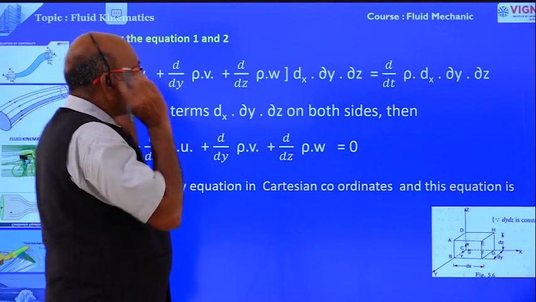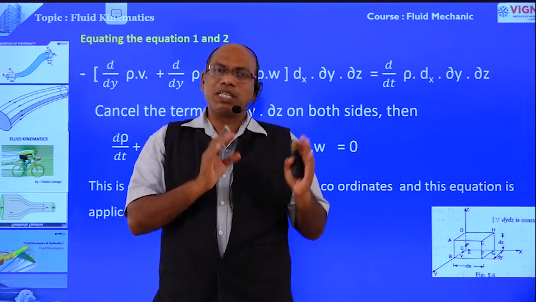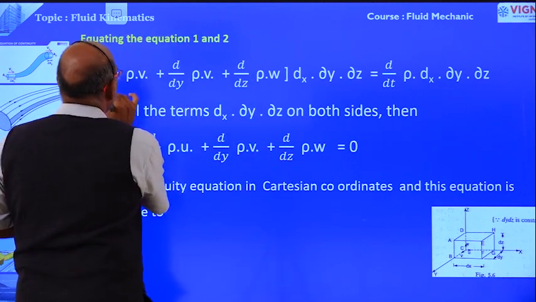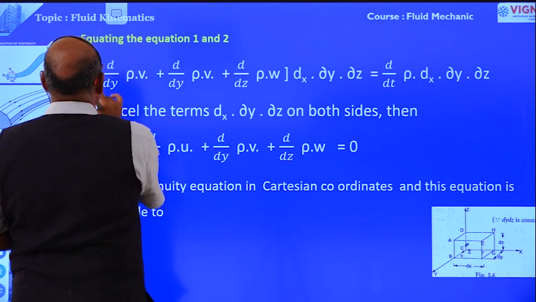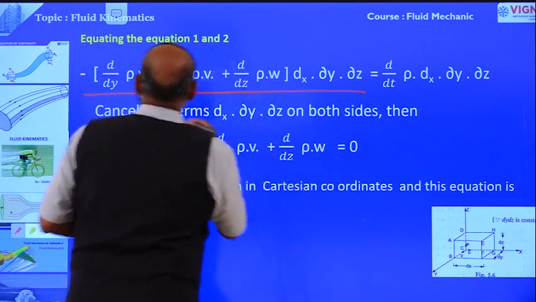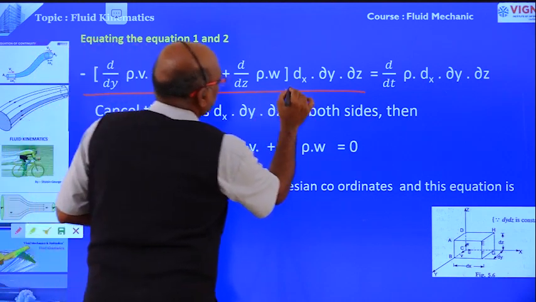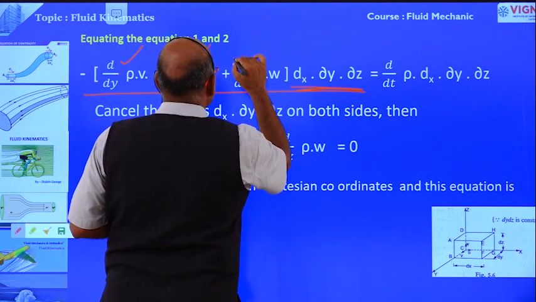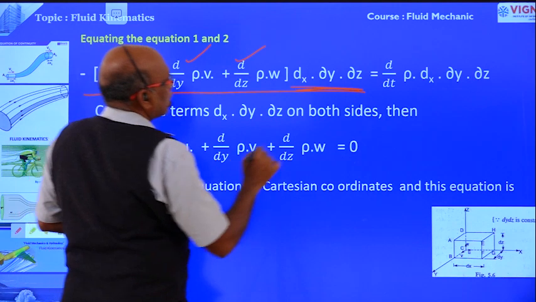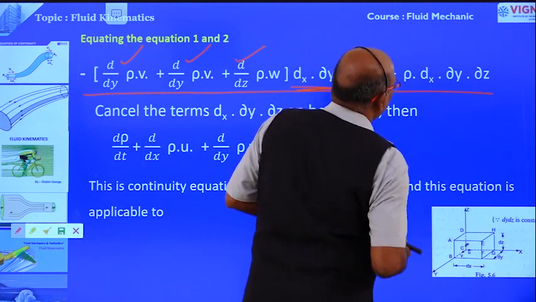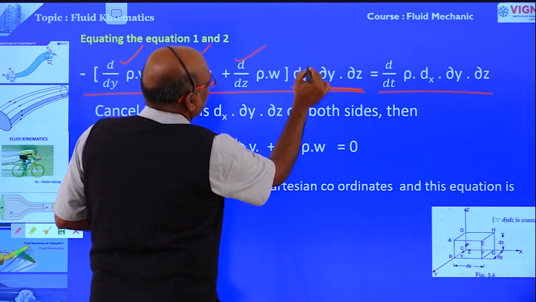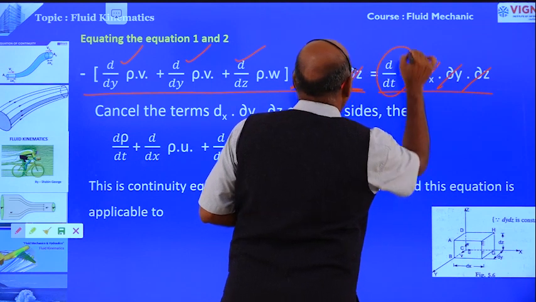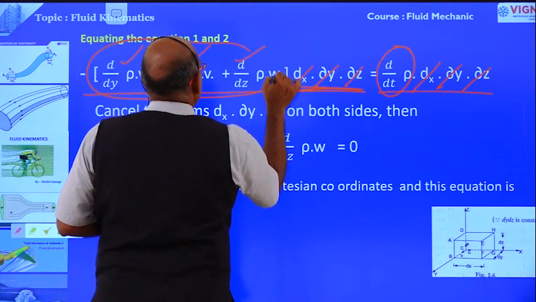Now we are going to equate these two, because the gain of mass must be equal to the rate of increase of mass. What is the gain of mass? Already we have derived it. This is the gain of mass, that is minus of this value. These are the gains of mass in the x direction, y direction and z direction, with the minus sign. And this is the rate of increase of mass. dx dy dz is equal to dx dy dz. Finally we have these terms.